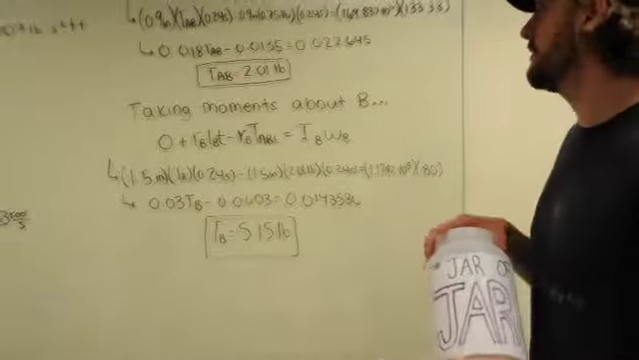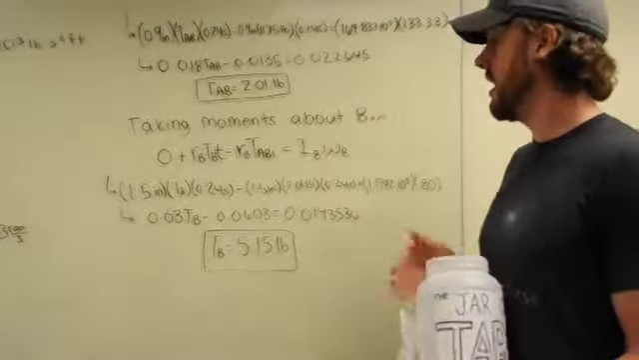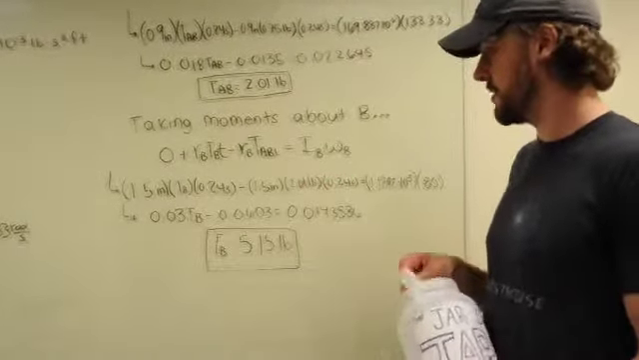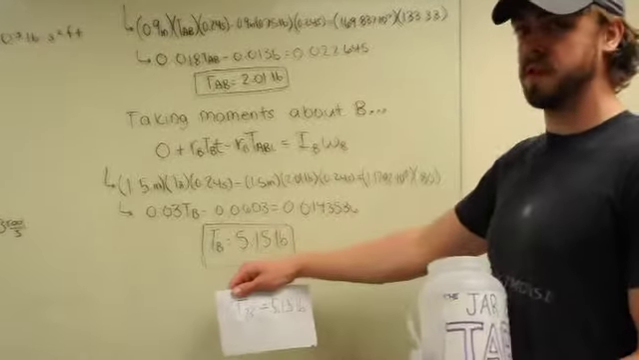Now we do the same thing for drum B in order to find tension in B, and if everything comes out correctly, we get 5.15 pounds tension in B.